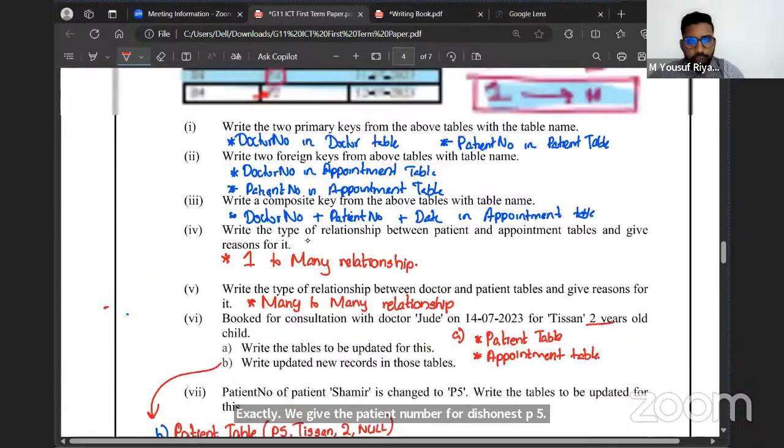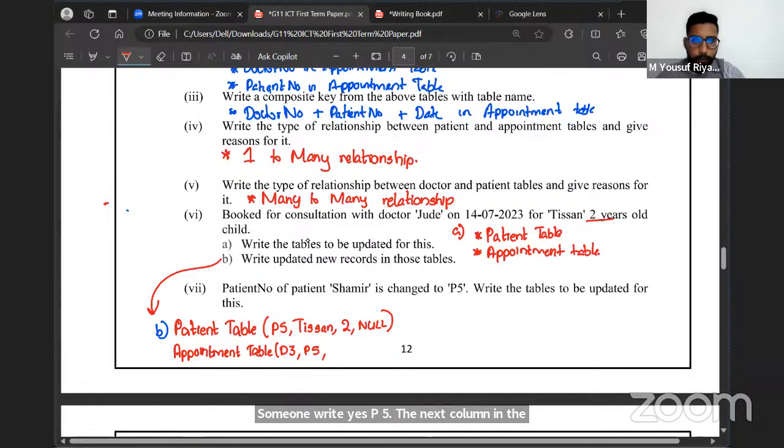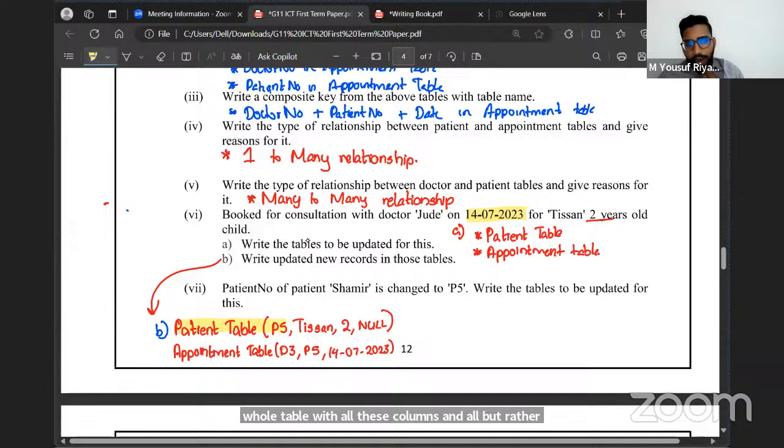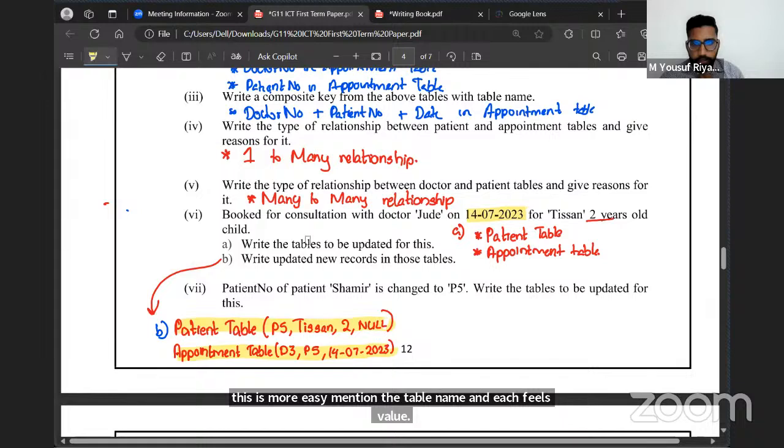The next column in the appointment table has a date. So what is the date the appointment is made for? Exactly. It's made for 14th July 2020. So you can mention that like this. If you want, you can draw the whole table with all these columns. But rather than drawing that, mentioning the answer like this is easier. Mention the table name and each field's value. Is that clear, all of you?